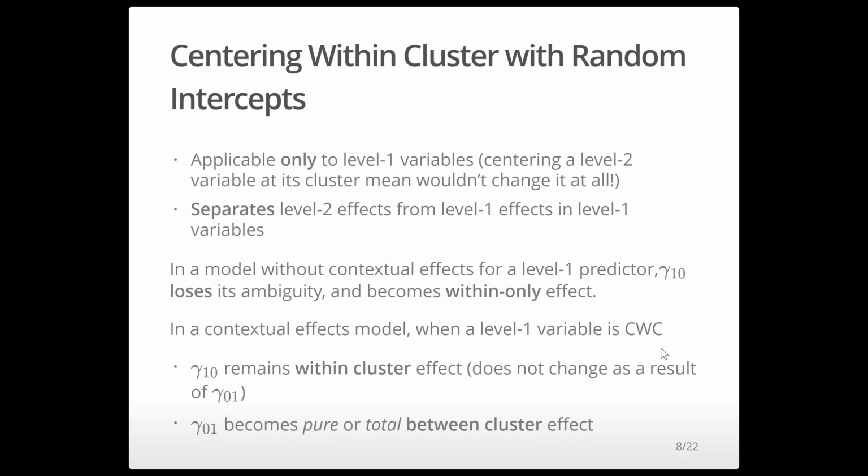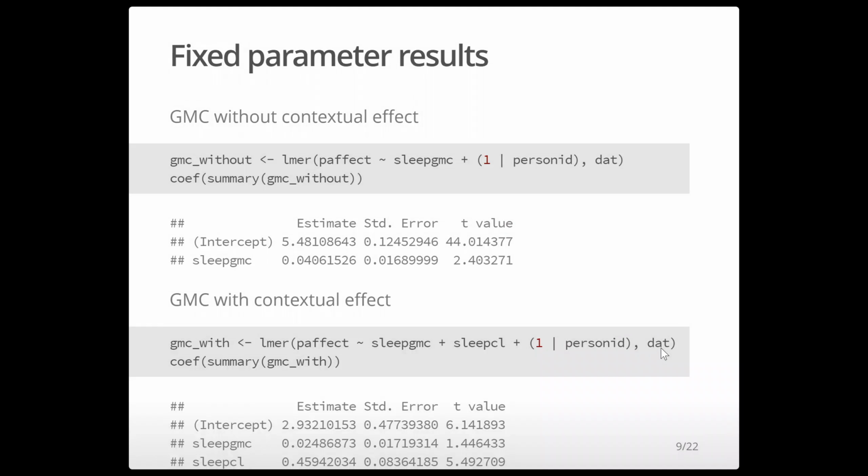So the idea is that we're actually separating out the correlation between the within and the between. That way we can capture the between separate from the within. Let's take a look at what this looks like in actual practice. So we're going to start by fitting a grand mean centered model without contextual effects.